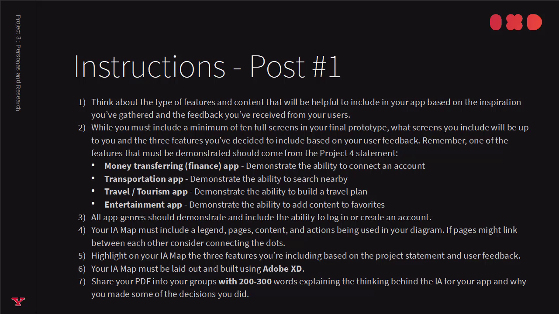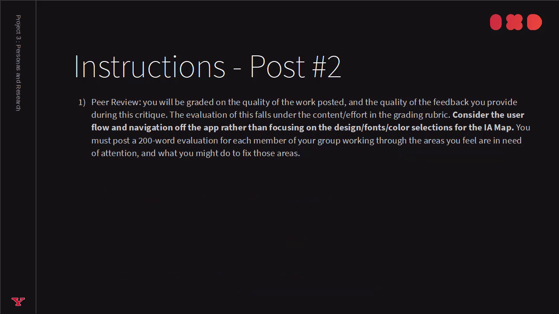So your IA map, like in project number 2, must include a legend with the content, the actions, and pages that are going to be used in your diagram. It should be laid out in Adobe XD. And your draft, your submission, should be included in your groups there with 200 to 300 words explaining your thinking behind your IA map for your app and some of the decisions that you made based on the user feedback, the information that you got from your user, and the features that you plan to include. So that's post number 1.